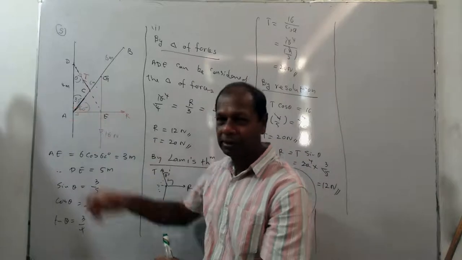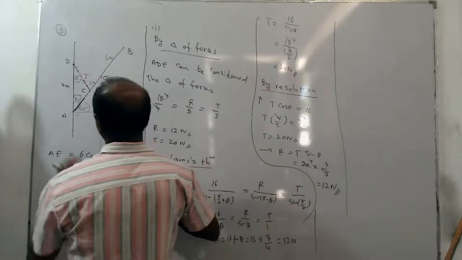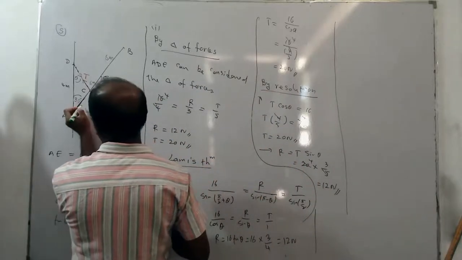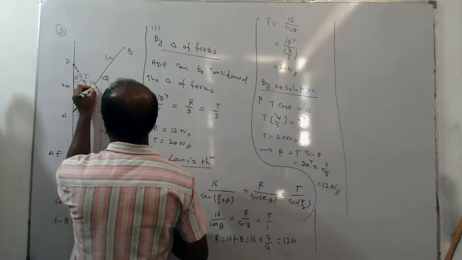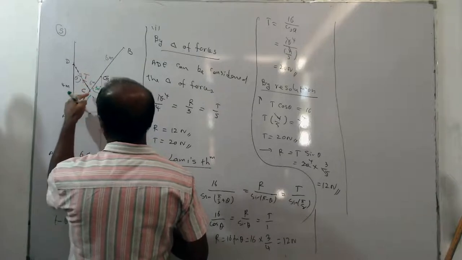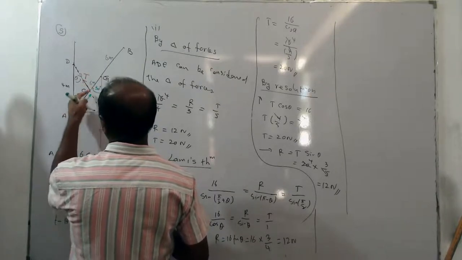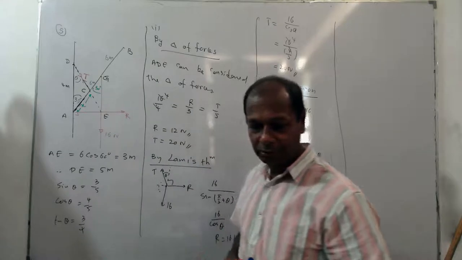Okay, maybe it's the second one. Say this length. It's sufficient to find the position of C. It's enough to find the AC length.